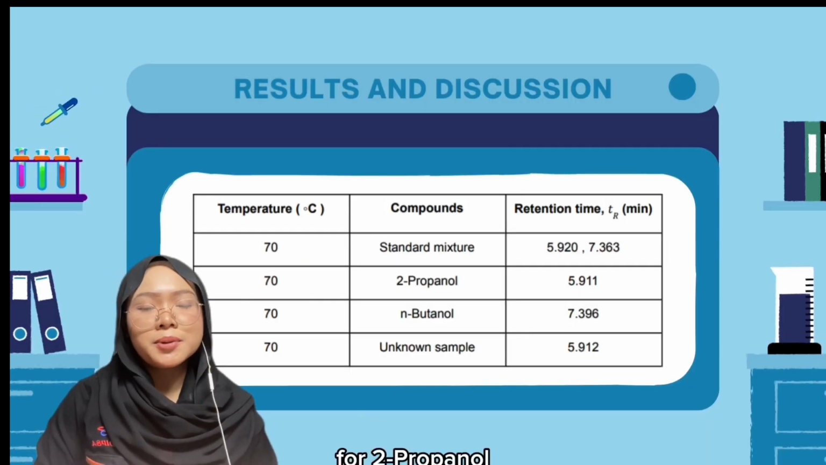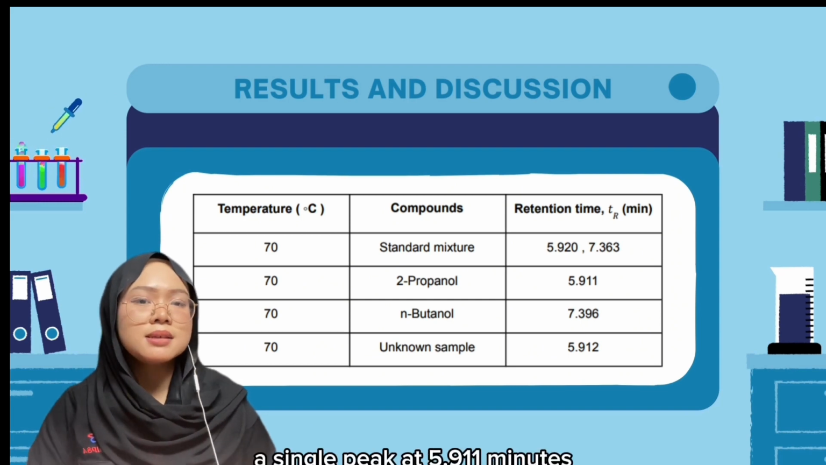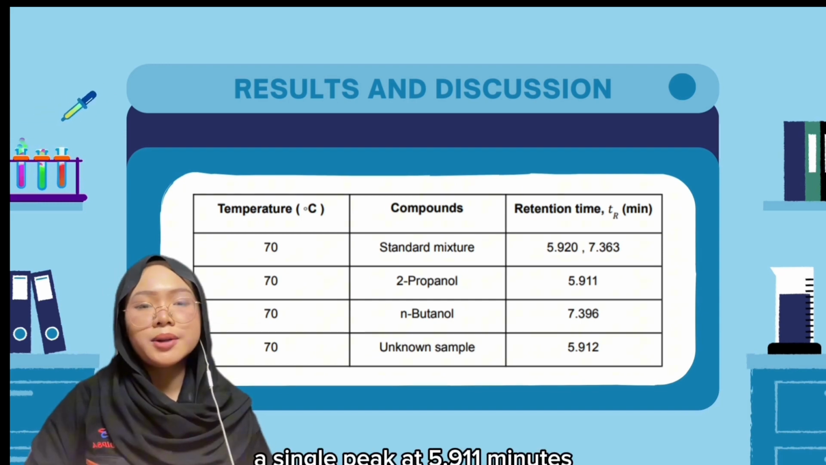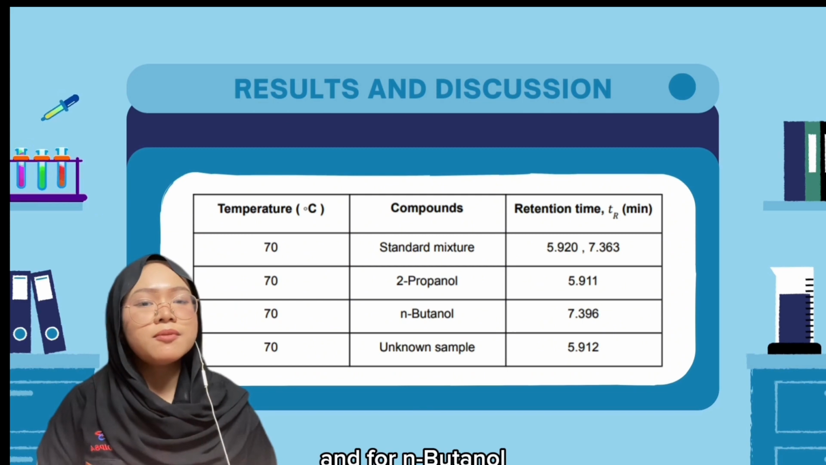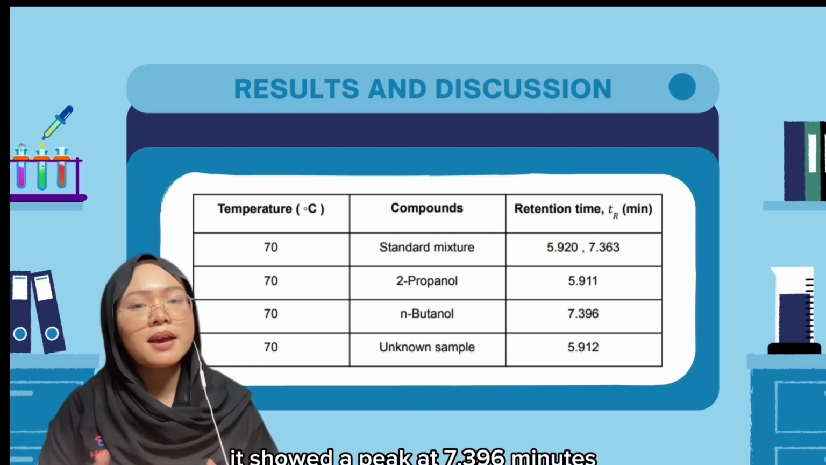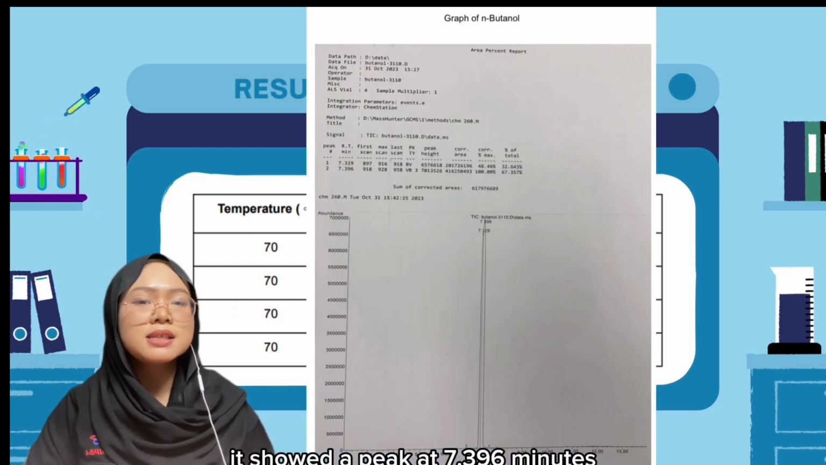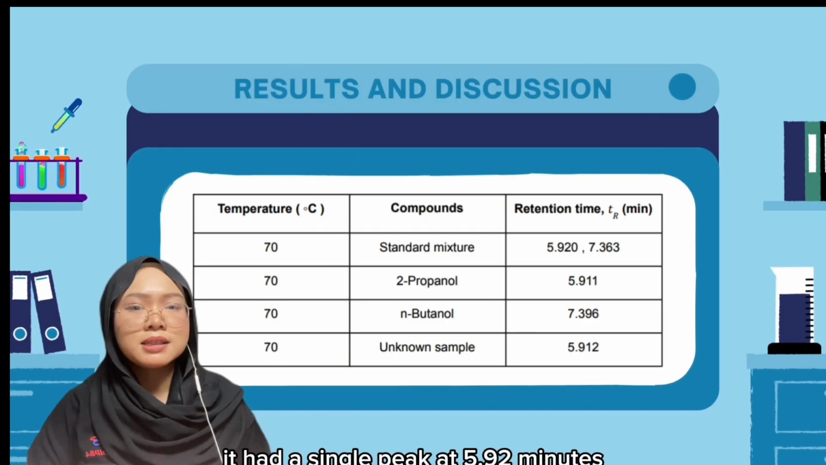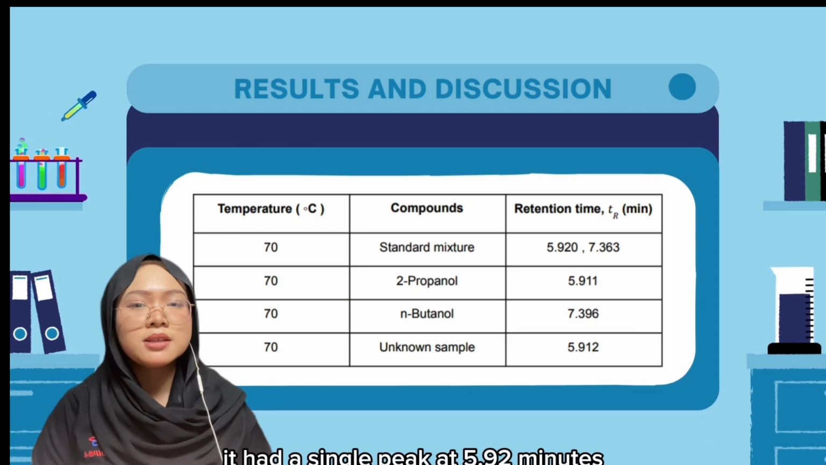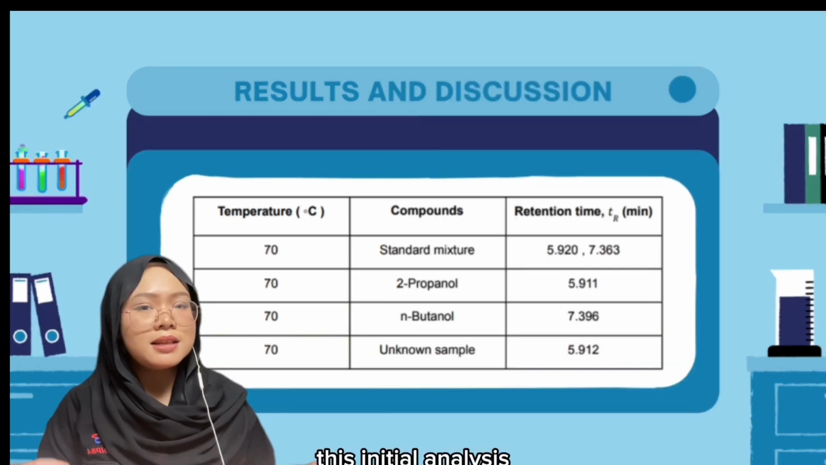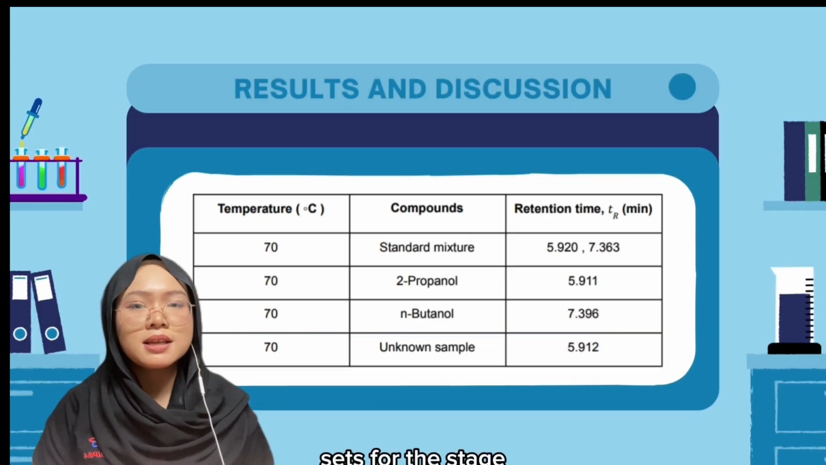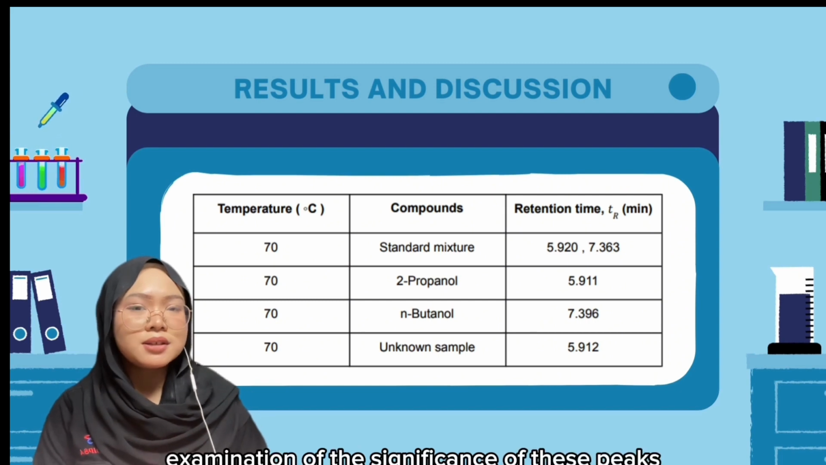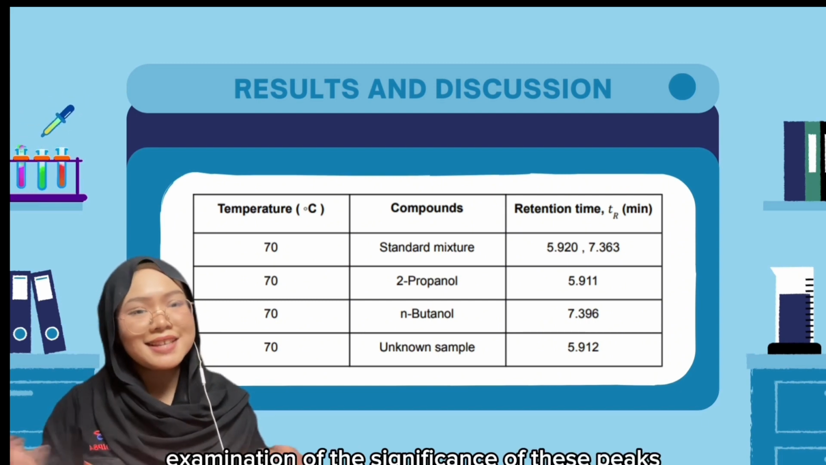For 2-propanol, it exhibits a single peak at 5.911 minutes. And for N-butanol, it showed a peak at 7.396 minutes. And for the unknown sample, it had a single peak at 5.92 minutes. This initial analysis sets the stage for a closer examination of the significance of these peaks.